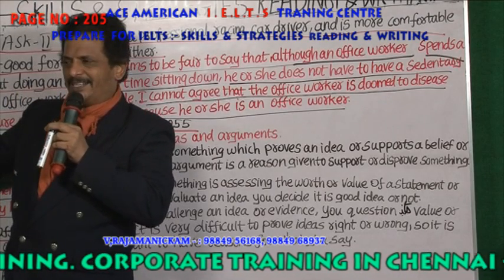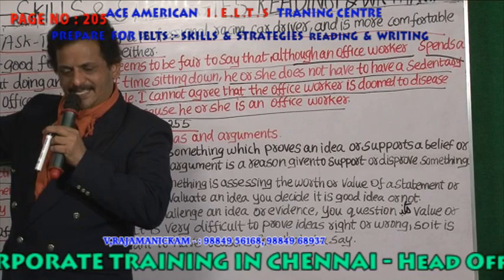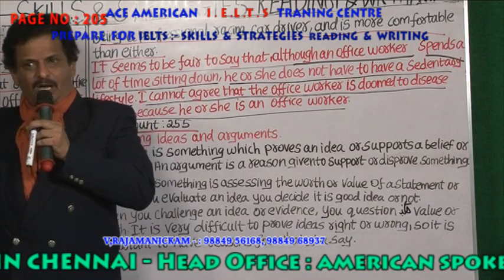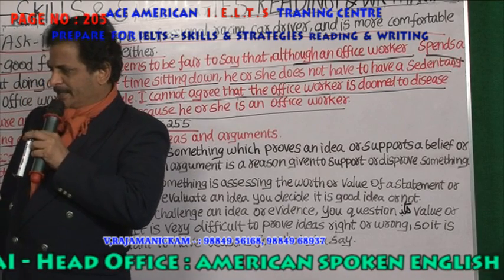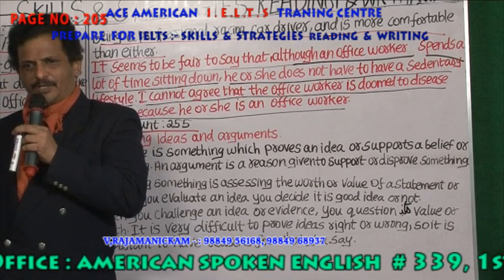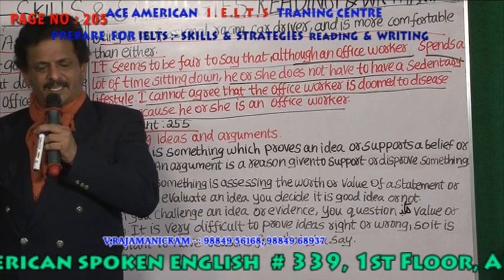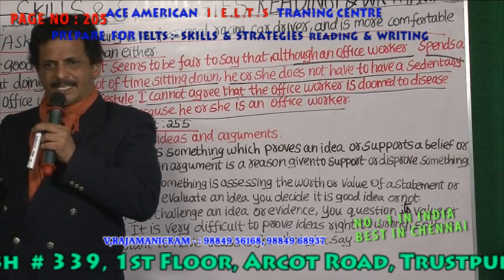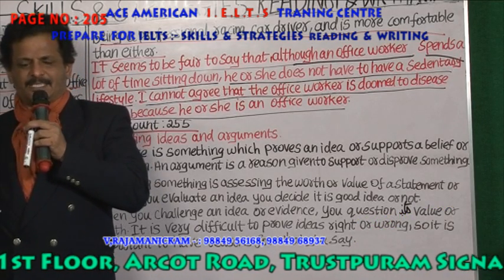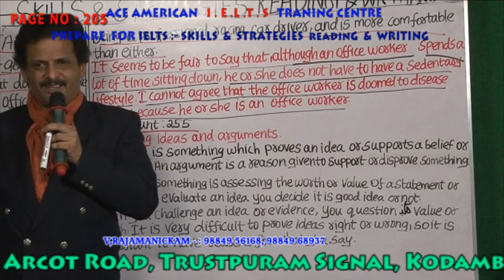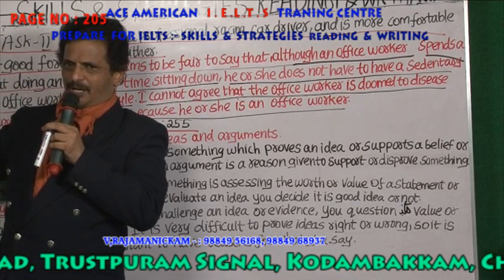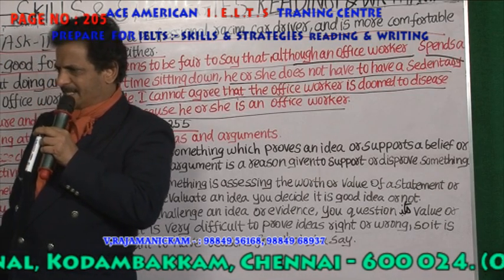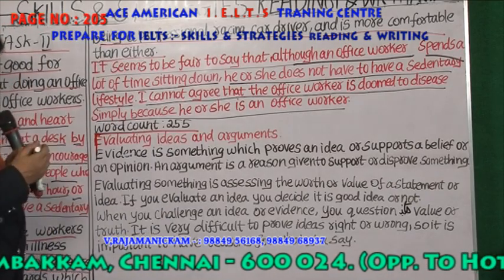Right, sir? So the writer is agreeing with the topic, and he says, with examples, the car driver's job is not that easy. Compared to the office goer's job, the car driving job is difficult. Compared to the office job, the mining job is very difficult. It doesn't mean that there are any branded diseases only for the office goers. Office goers have a sedentary job, but it doesn't mean that they have to lead a sedentary lifestyle. Hope you are able to understand. Are you clear about it? Okay, sir. Now coming here.